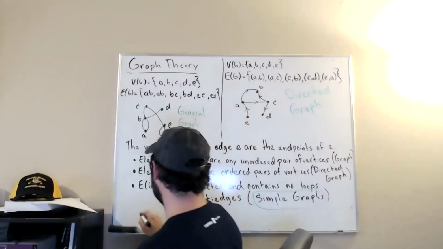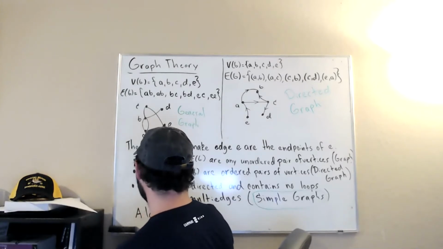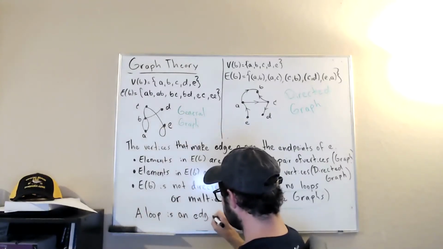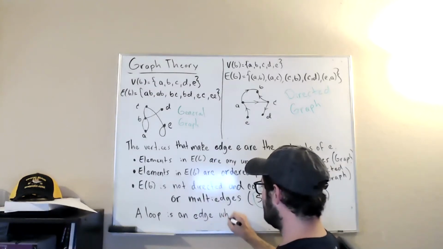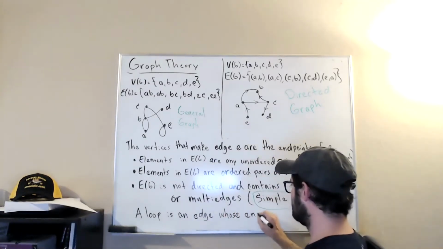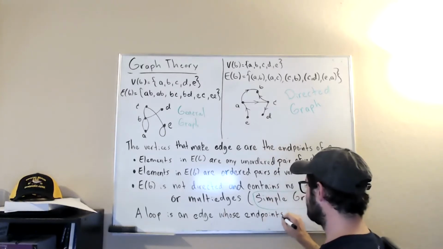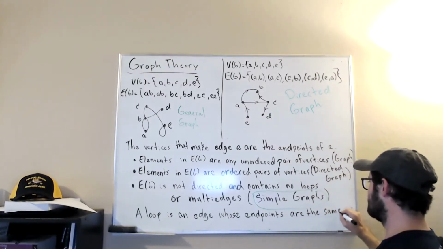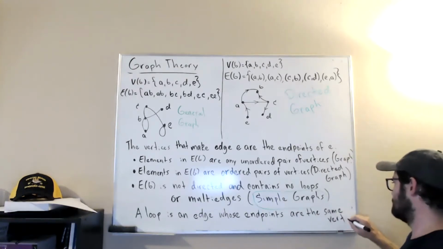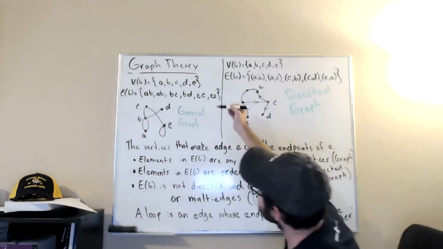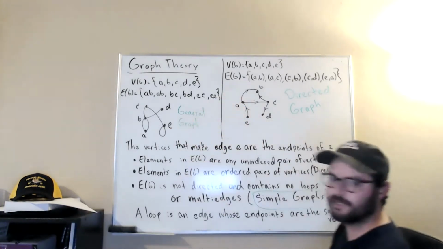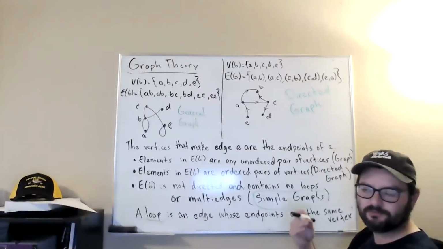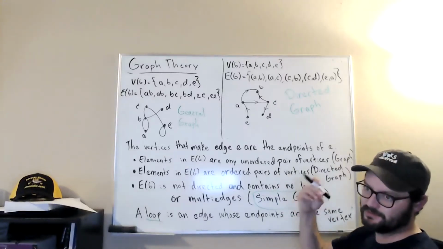So a loop is an edge whose endpoints are the same vertex. That's a loop. See that edge right there? E to E. So simple graphs will not have loops. No edge is going to go from a vertex back to itself, or no vertex is going to be sent to itself by an edge.